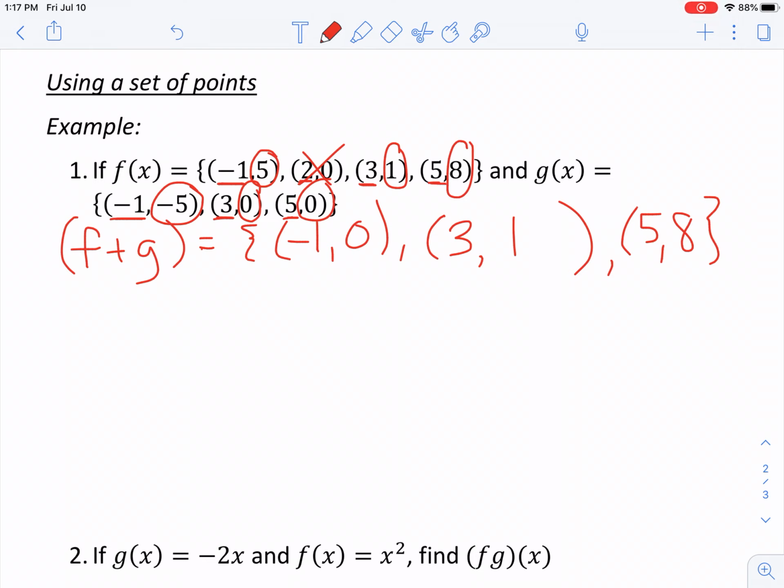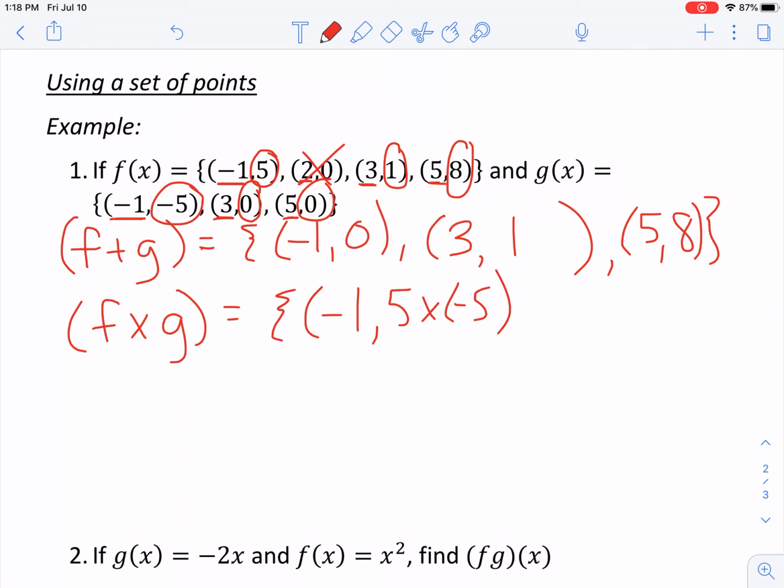Okay, I can also subtract. I can multiply. So let's try a multiplication one. f times g. And again, it could say f times g at x, or just fg is the other way you'll see multiplication. So you're going to do the same thing, except for now you're going to multiply the y coordinates. So at -1, we have 5 times -5. So that gives me -25.